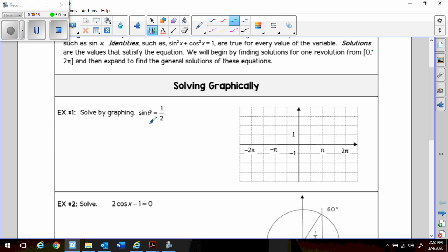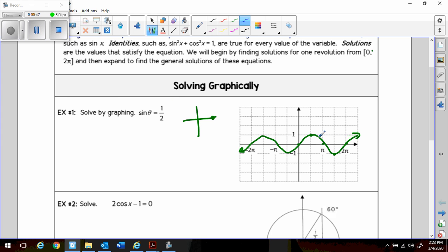First, I'm just going to graph sine of theta, okay? Remember, sine are our y values, and this one starts at 0, and then goes up to 1, down to 0, down to negative 1, up back to 0. So this is sine, and it just keeps going forever. Sine goes infinitely. And we're going to see where sine is 1/2.